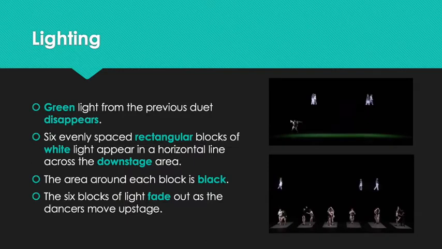In Section 4, the green light from the previous duet disappears and 6 evenly spaced rectangular blocks of white light appear in a horizontal line across the downstage area. The area around each block is black, and at the end of the section, the 6 blocks of light fade out as the dancers move upstage. Why do you think the stage is lit with white rectangular blocks of light? Why do you think the rest of the stage is in darkness?